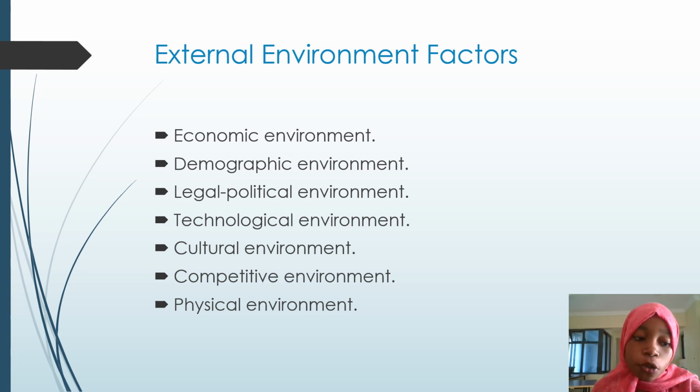Number two, demographic environment. This is a population change. For example, an increase in population increases the ability to buy more goods and services. Whenever there is an increase in population, there will be an increase in demand for goods and services. Number three, legal political environment. These are laws and policies that regulate business activities. Every business should be in line with the laws and regulations of the government.